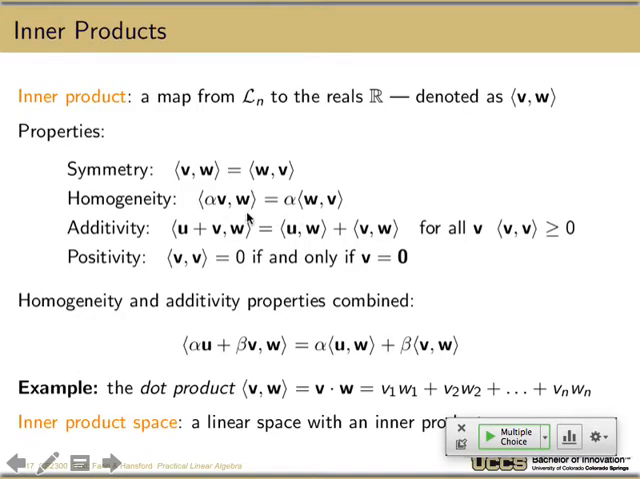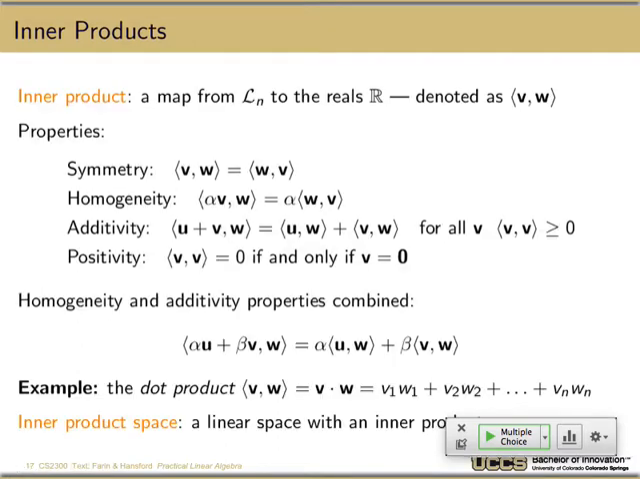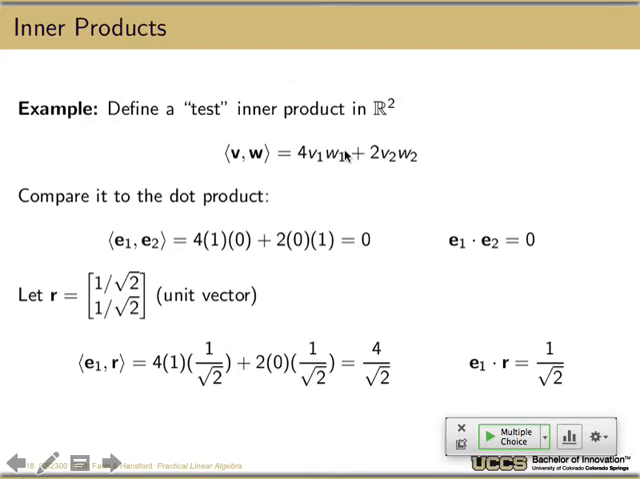Homogeneity. Multiply one of them by alpha, right? So if I multiply either v or w by a constant, this gets multiplied by a constant. So yes, because they work through. If they're additive, does this work through? I'm not going to go through all the math, but yes, this has the additive property.